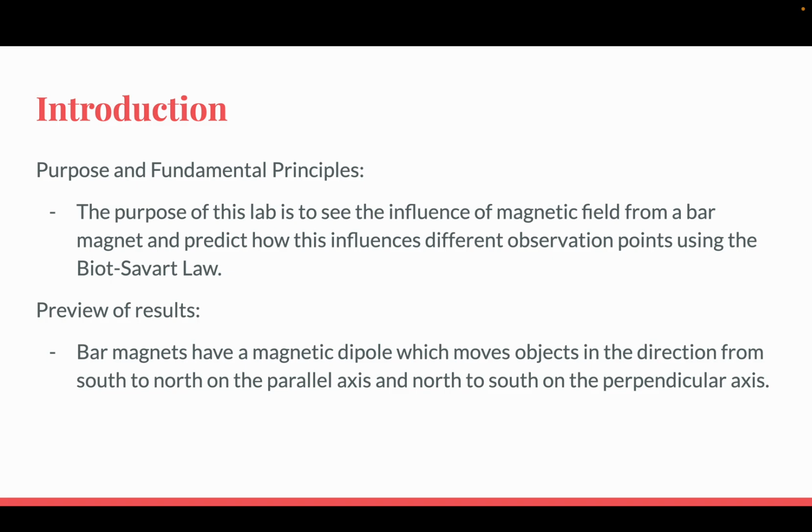Preview of their results. Bar magnets have a magnetic dipole which moves objects in the direction from south to north on the parallel axis and north to south on the perpendicular axis.